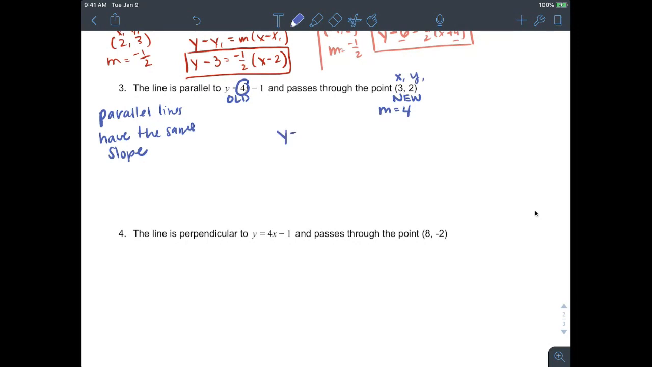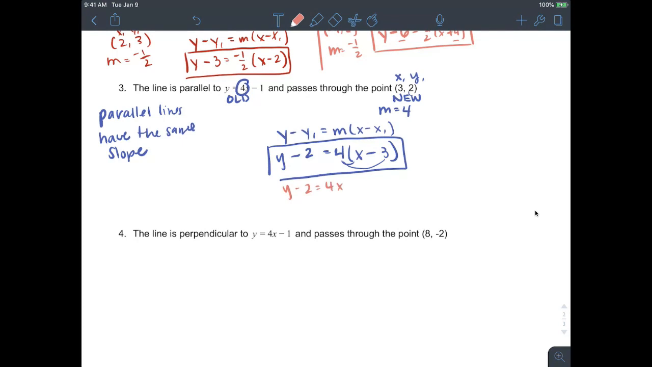I'm going to start with my point slope form: y minus y1 is equal to m times x minus x1. I get y minus 2, carefully using the y, is equal to 4 times x minus 3. And that's my equation in point slope. Let's say I want to simplify this into slope intercept. I'm going to distribute: y minus 2 is equal to 4x minus 12. Add 2. We get y is equal to 4x minus 10.